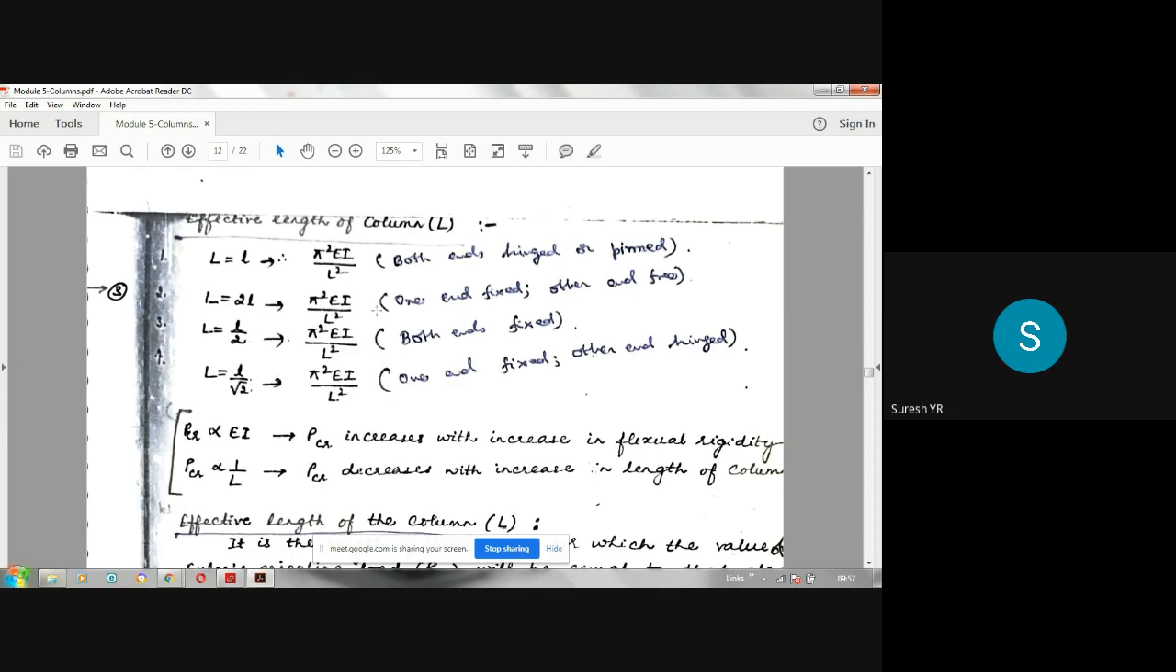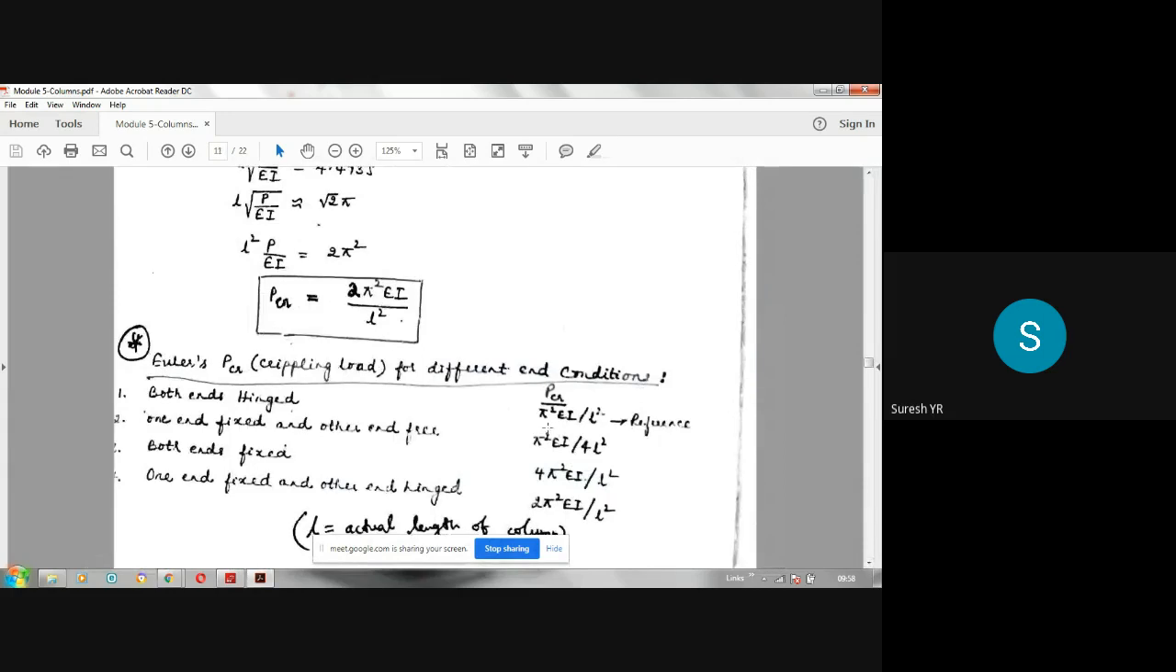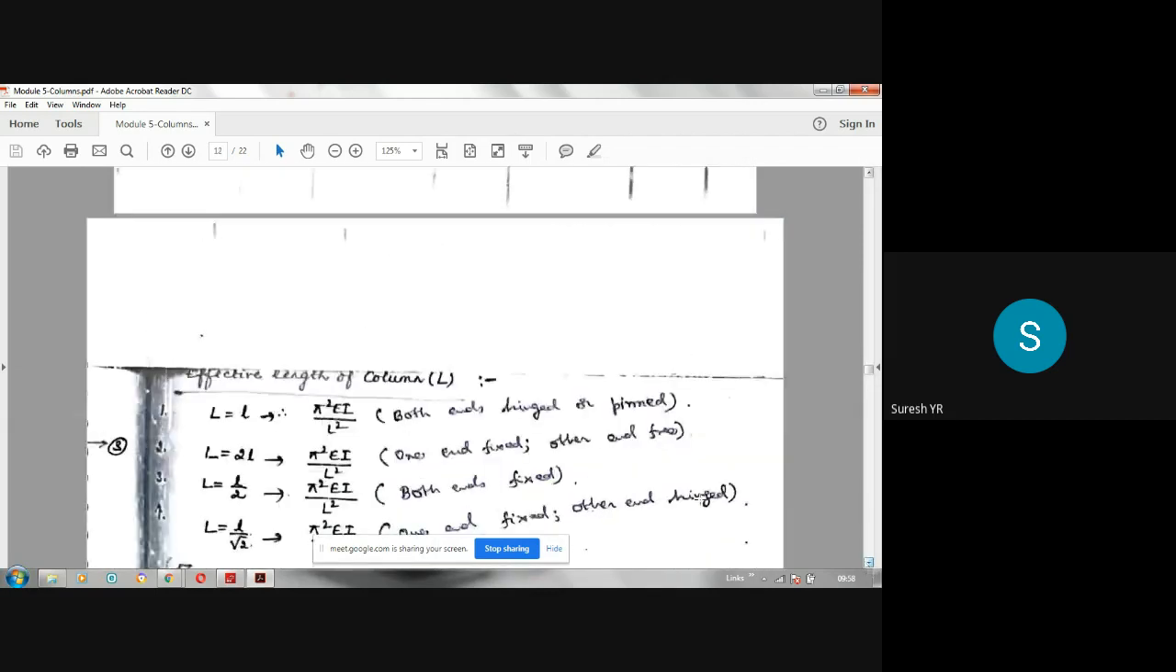So, for example, one end fixed and other end free means the formula is pi square EI divided by 4L square. See here. Now the denominator here has got 4L square, but in the standard formula, it is pi square EI by capital L square. Okay. So if you compare those two, you will get capital L square is equal to 4 into small l square, or capital L is equal to 2 into small l, if you take the square root.